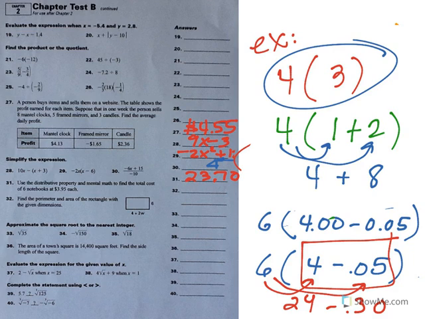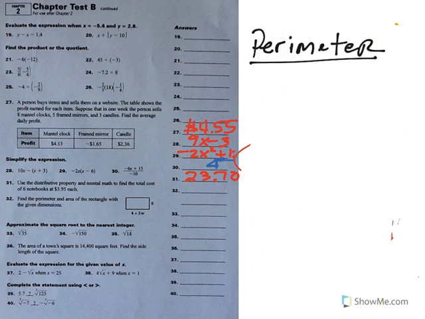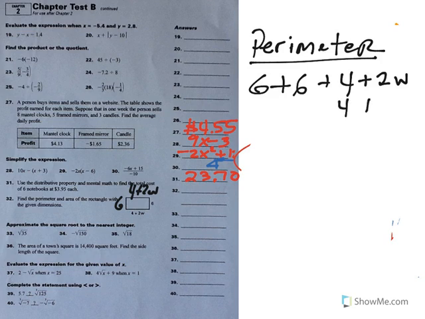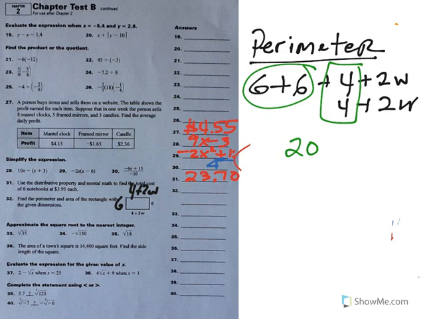Number 32, perimeter. That's when you add up all the sides, and then area is when you multiply the length and width. So we got to do both. So let's add up all the sides for perimeter. 6, and this is 6 also, so 6 plus 6, and this is 4 plus 2w, and then this is also 4 plus 2w. We're adding up all the sides to do perimeter. Combine like terms where you can. That's 12, that's 8, and that should be 20, and 2w and 2w is 4w.